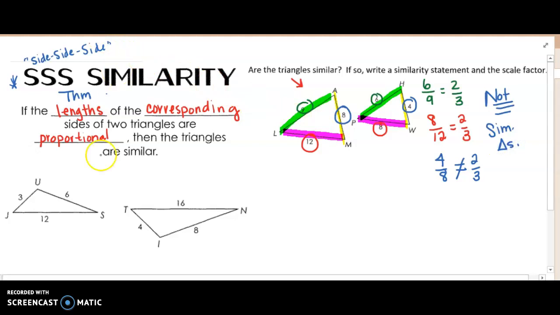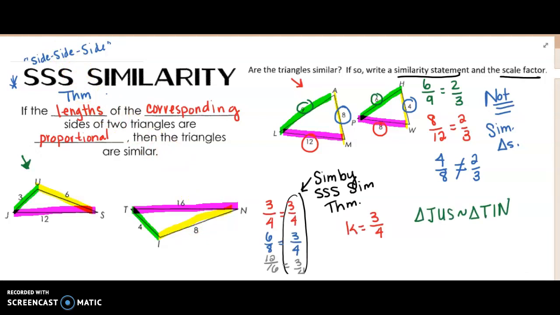I want you to go ahead and do the same thing on these two and see if they're similar. And if they are similar, go ahead and find the scale factor and write a similarity statement. If it helps, label the small sides the same, the medium sides the same, and the large sides the same, just so you know which sides are corresponding.